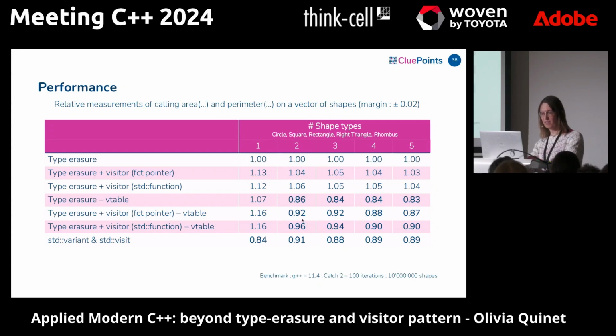And why is that? Well, I think it's more or less because we only do one jump in the VTBL. Except for the classic type erasure, we have to do 2 jumps to go to the VTBL methods. Here we do only 1 jump. So, okay.